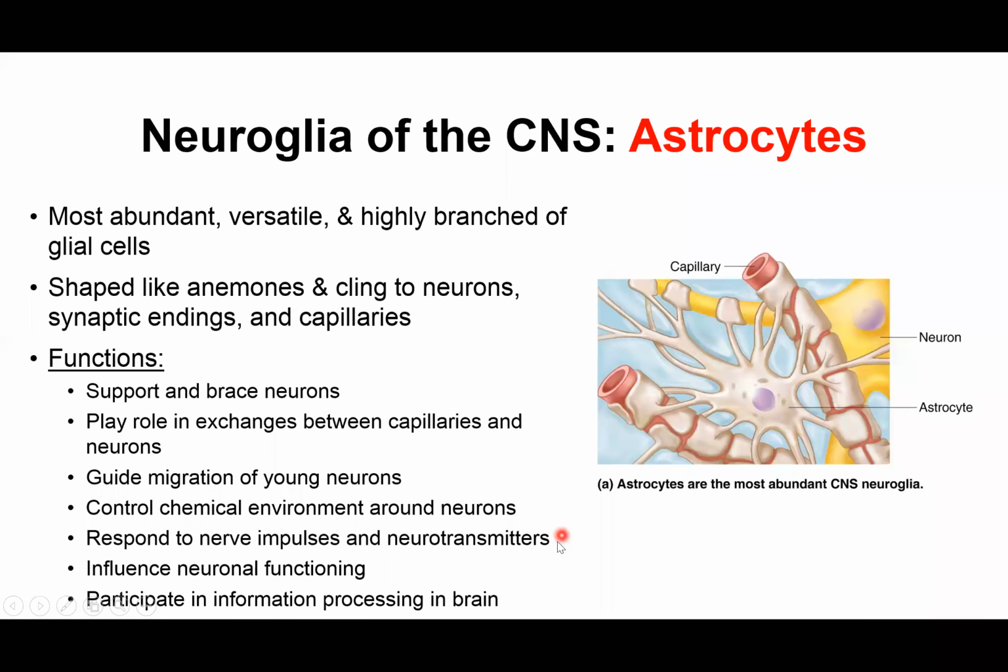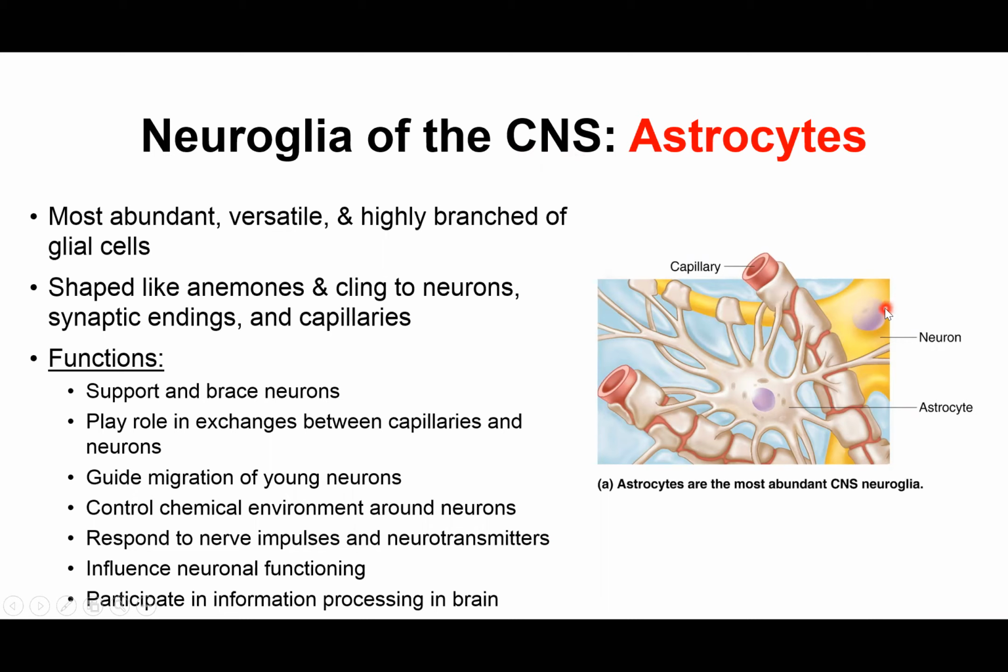We're going to start with astrocytes, which is one of the neuroglial cell types in the central nervous system. CNS is central nervous system. So astrocytes are the most abundant, versatile, and highly branched of all the glial cells. They're shaped kind of like anemones. And what they do is they cling on to neurons. So this yellow thing back here is a neuron.